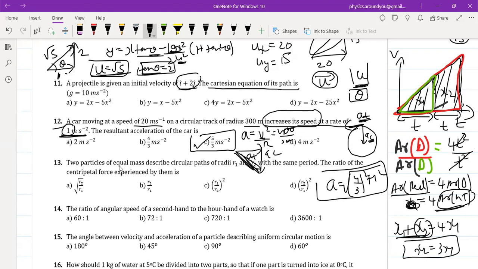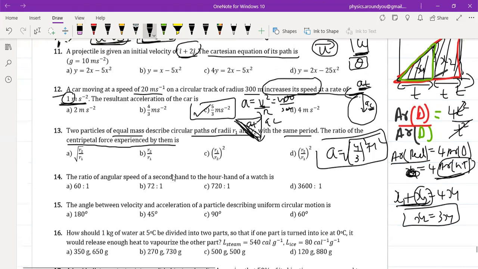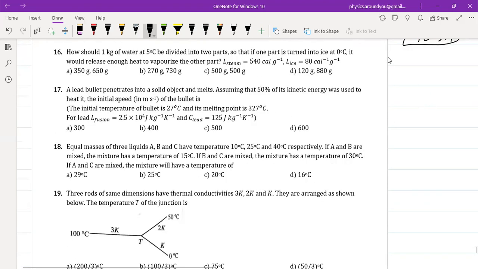Now, next one. Two particles of equal mass describe circular paths of so and so with the same period. What is the ratio of centripetal force experienced by them? Centripetal force, this is question 13. Centripetal force F is given as m v squared by r, or in terms of angular speed, m omega squared r. I will go with v squared by r for this. F equals m v squared by r.